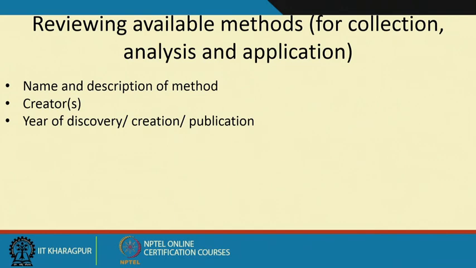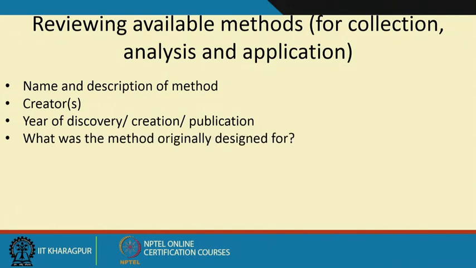So if you want to write about that method, you may not be able to trace it back. So at that point of time, it may be a good idea to write down when this method was actually started, or when it was published, and how people justified the use of this method. So that would help. Then what was the method originally designed for? Many times we use methods that were originally designed for one thing but are in use for something different. So what was the method originally designed for?